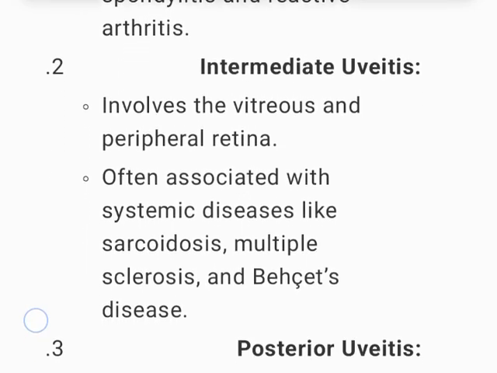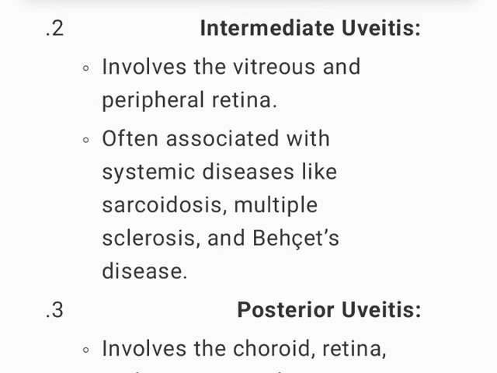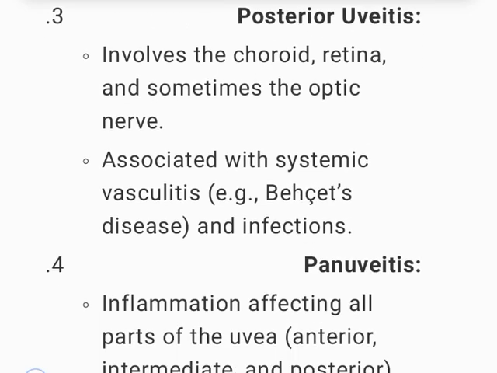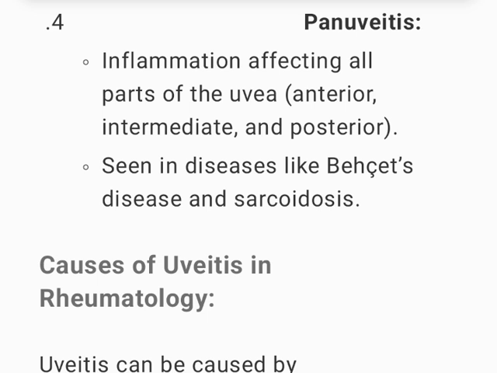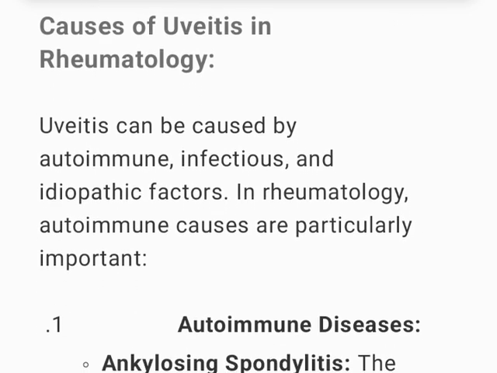2. Intermediate uveitis involves the vitreous and peripheral retina, often associated with systemic diseases like sarcoidosis, multiple sclerosis, and Behçet's disease. 3. Posterior uveitis involves the choroid, retina, and sometimes the optic nerve, associated with systemic vasculitis, e.g., Behçet's disease and infections. 4. Panuveitis, inflammation affecting all parts of the uvea, anterior, intermediate, and posterior, seen in diseases like Behçet's disease and sarcoidosis. Causes of uveitis in rheumatology.